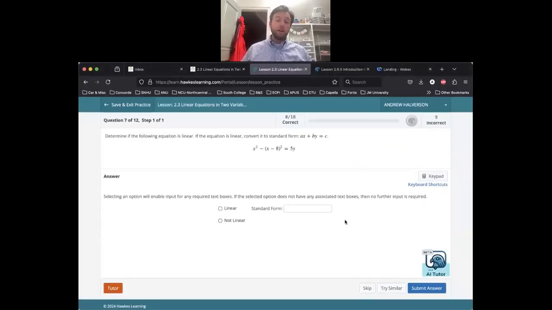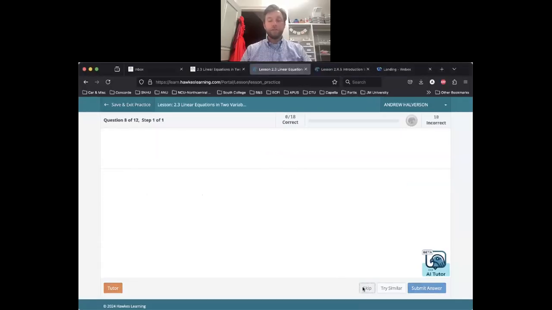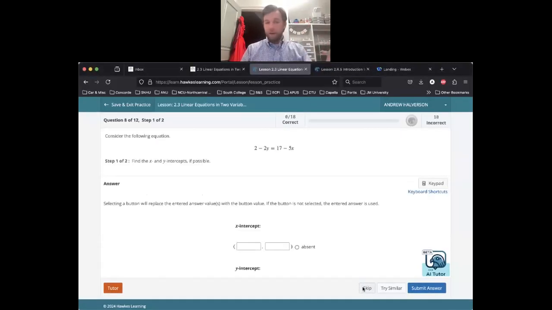Determine if it's linear. If it's linear, put it in standard form. This is almost identical to the last one we did. You have to simplify the exponent by doing the FOIL method. Get rid of the parentheses by applying FOIL. Combine like terms. Get your variables to the left, regular numbers to the right, and see if it's in linear form. That's a repeat of one we did earlier. Finding the x and the y-intercept. So really it's now just a rehash. Okay, so that's that one.